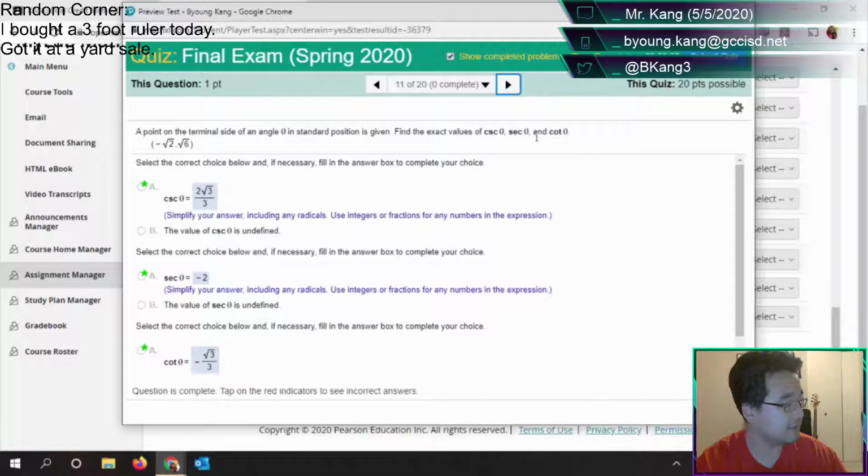Find cosecant, secant, and cotangent if you have a point at negative square root of 2 comma square root of 6, which would be over in quadrant 2. So you just label the triangle, do the Pythagorean theorem, and then find cosecant, secant, and cotangent.